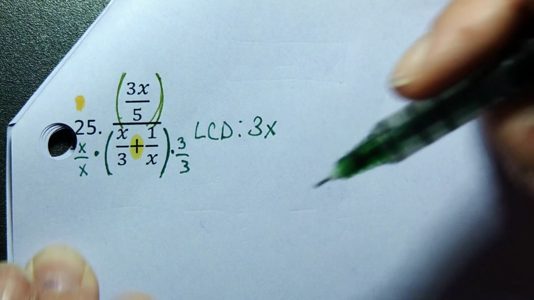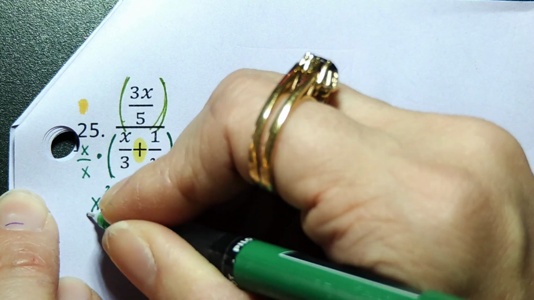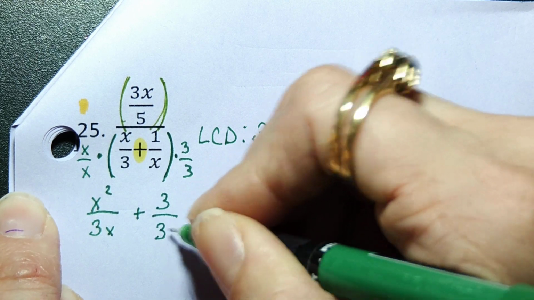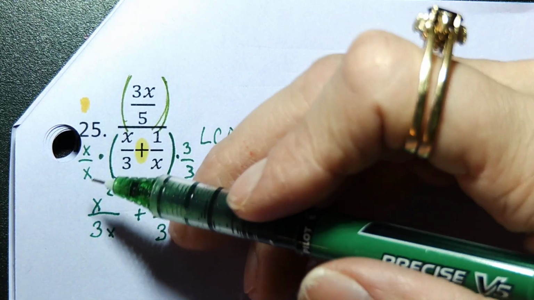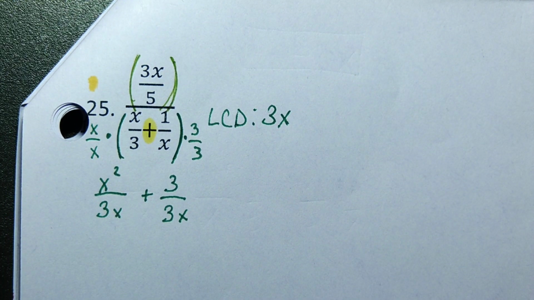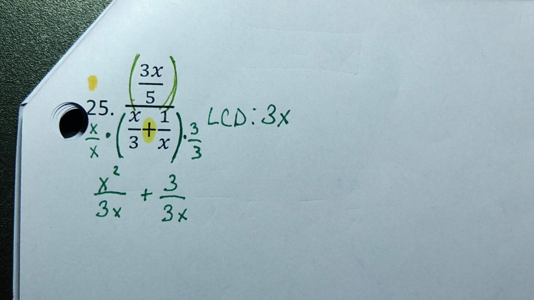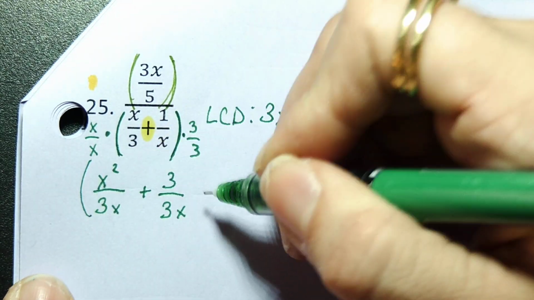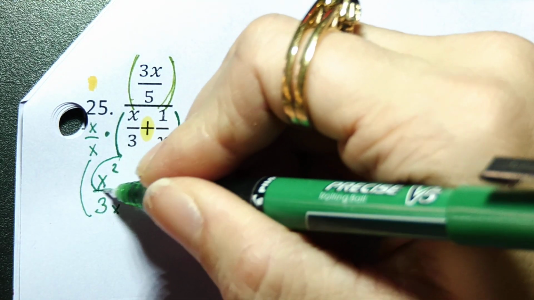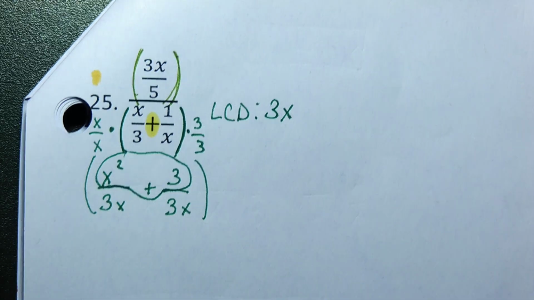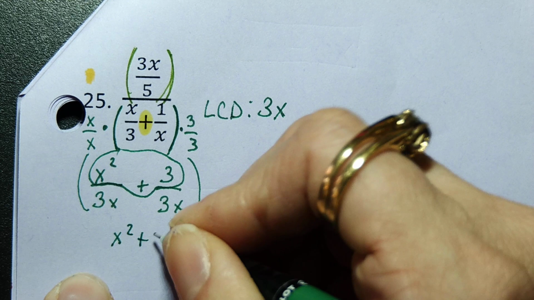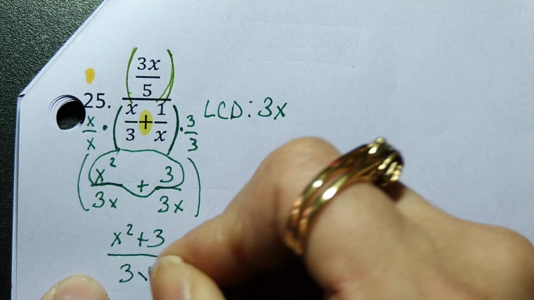So now, in our denominator, we'll have x squared over 3x plus 3 over 3x. So always remember to multiply the top and the bottom by that missing part of the LCD. So now, we have a common denominator. What next? We add them. What do we add? Just the numerators. And can I actually add x squared to 3? No. So I end up getting x squared plus 3 all over 3x.